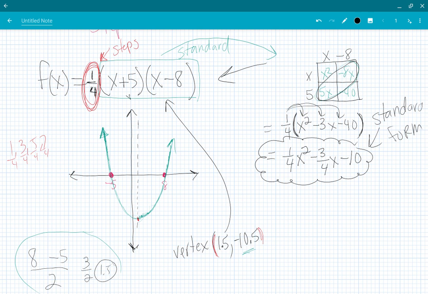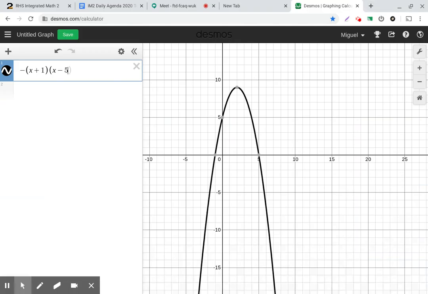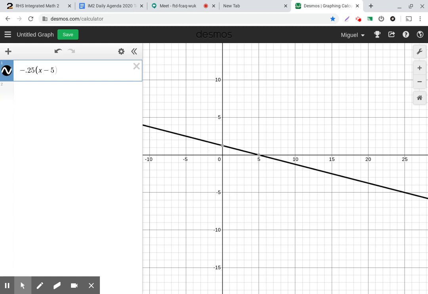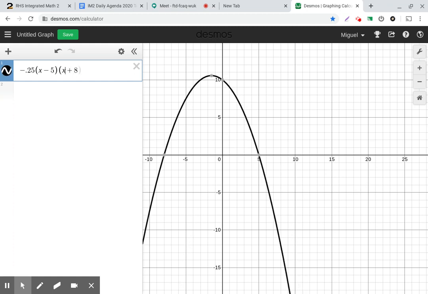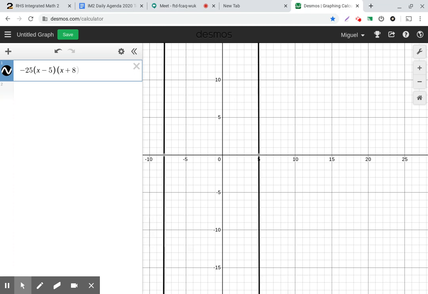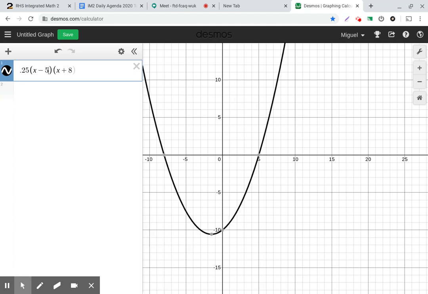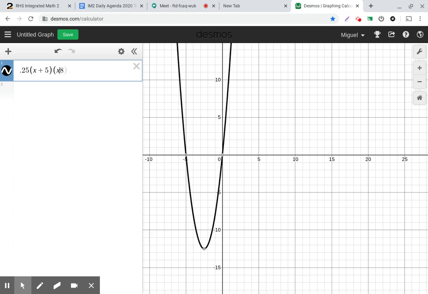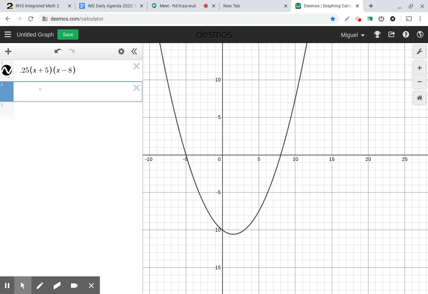All right, and let me show you on Desmos real quick. Claudia, can you read me the function, the factored one? Is it x minus 5 or plus 8? Was it plus 8 or what was it? It was x plus 5 and then x minus 8. Okay, good. So here's plus 5 and then minus 8. And then also read me the standard form.